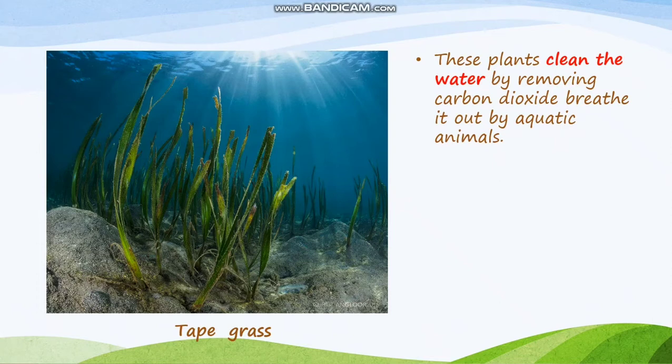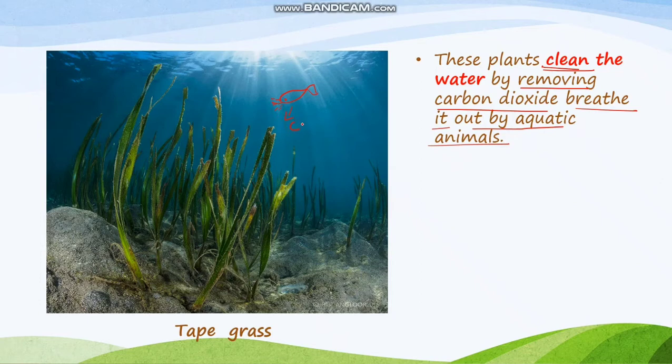Do you know why? Because it helps to clean the water. ये पानी को साफ करने में हेल्प करता है. Now how does it help in cleaning the water? By removing the carbon dioxide breathed out by aquatic animals. Now we know that there are different kinds of aquatic animals in the water. So when these fish do the process of respiration, then what happens?